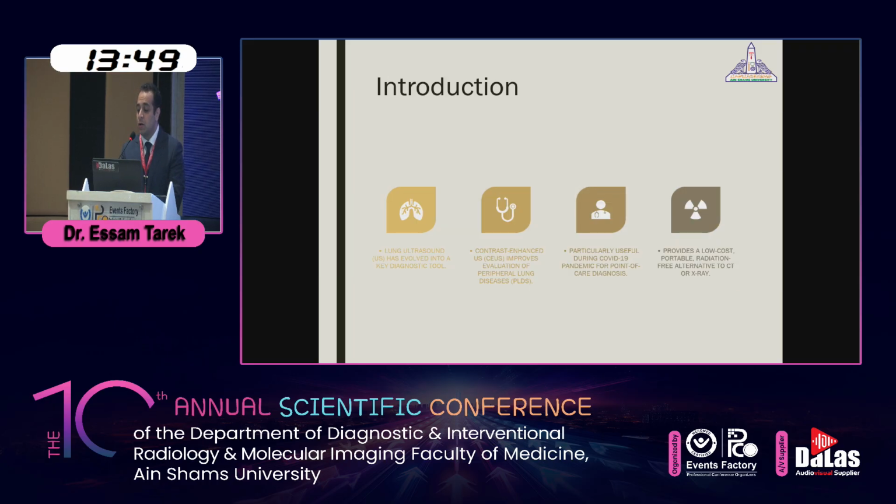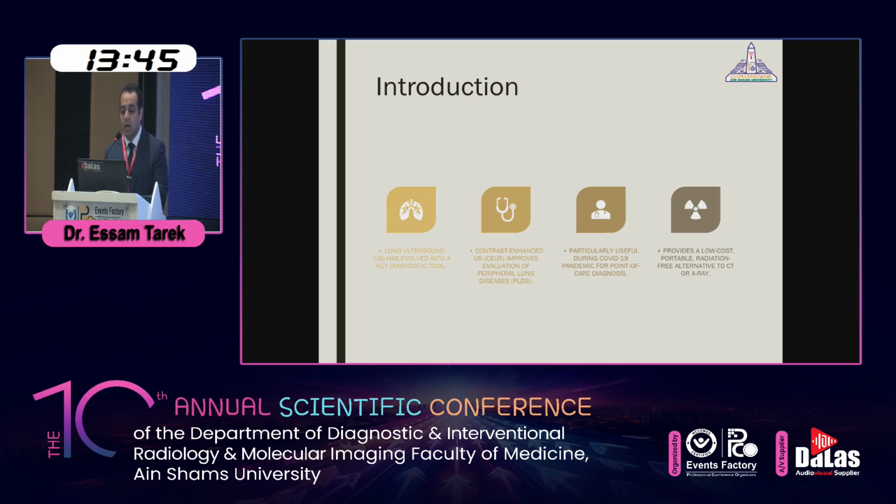So lung ultrasound has grown into an essential imaging technique. Contrast enhanced ultrasound further improves accuracy, especially for peripheral lung disease. And here is one of the challenges of ultrasound, which is the difference in acoustic impedance between the air and the lung tissue, which makes it difficult to characterize central or mediastinal lesions. So we mainly concentrate on peripheral lung lesions, which were particularly valuable during COVID-19 especially.